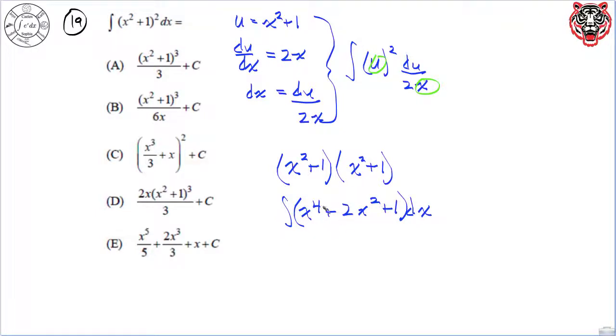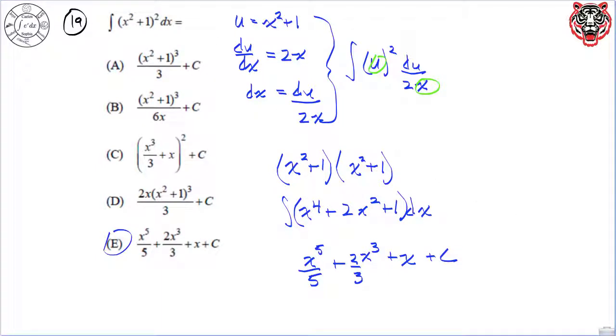So x to the power of 4 is going to go up a power and then divide down. This is going to go up a power, x to the power of 3, divide down, so 2/3. The 2 is still there from last time, and plus x. All that plus c. Do we see anything like that? x to the power of 5, 2/3 x, and so on. Yep, correct answer is E. And sometimes you'll have to FOIL like this, but generally speaking, it's always going to be multiply them out using FOIL or some other method, whatever you like, for these types of problems.